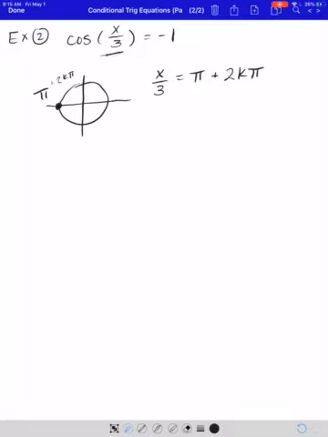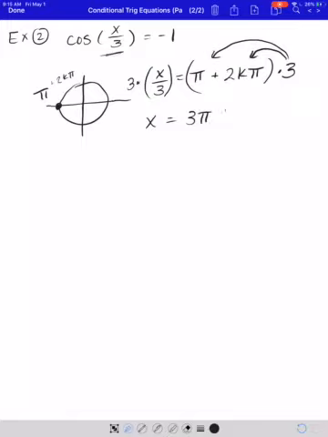And what we need to do is solve for x. So for this equation, to solve for x, I'm just going to multiply both sides by 3. So on the left-hand side, we'll end up with x. And on the right-hand side, I'm going to have to distribute this 3 to both terms. So what we'll get is 3 pi plus 6k pi.